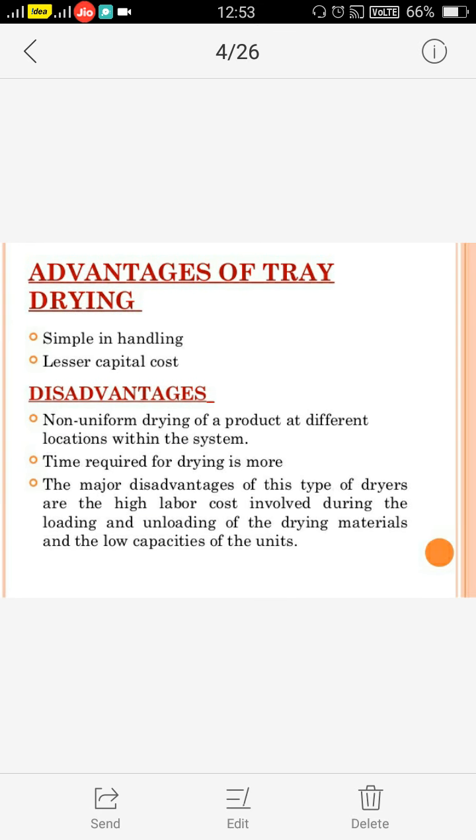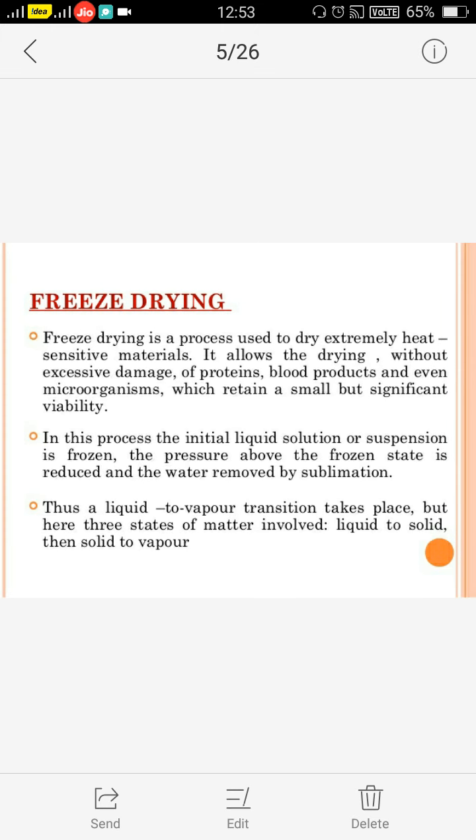Advantages of tray drying: it is simple in handling and has less capital cost compared to other dryers. Then disadvantages: non-uniform drying of the product at different locations within the system, and the time required for drying is more. The major disadvantages of this type of dryer are the high labor cost involved during loading and unloading of the drying materials and the low capacities of the units.